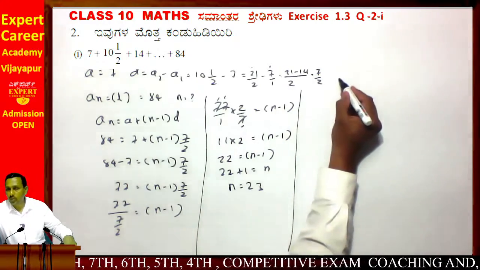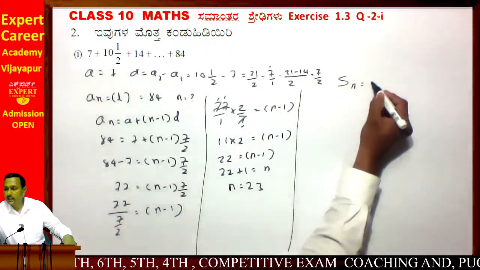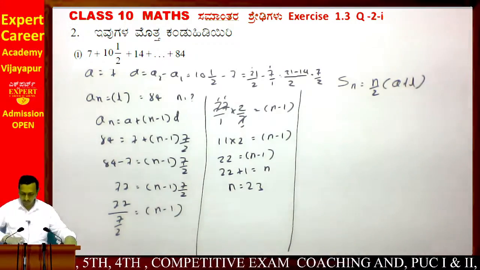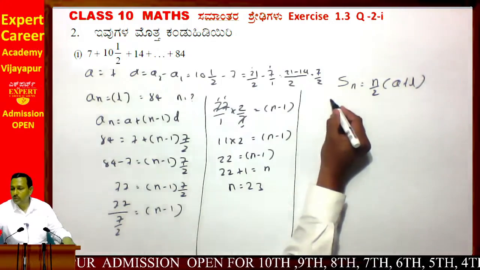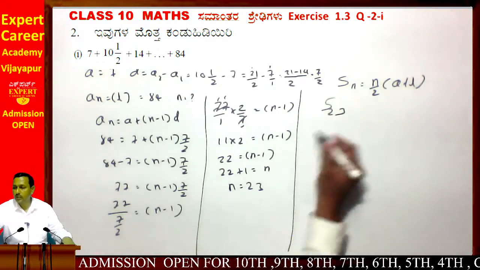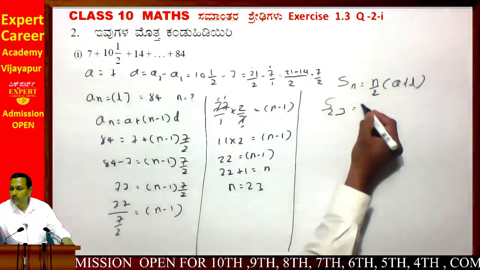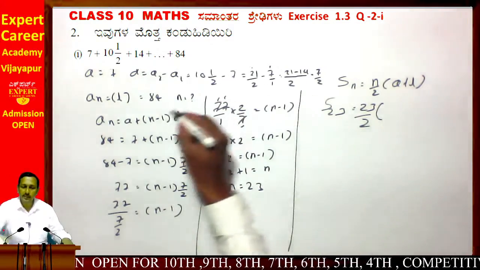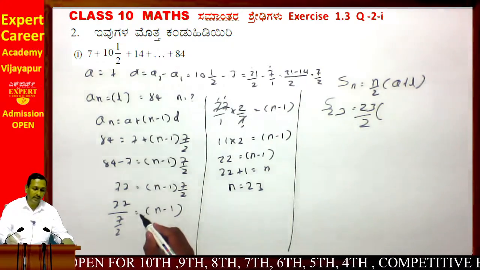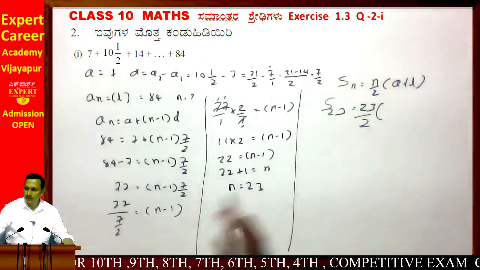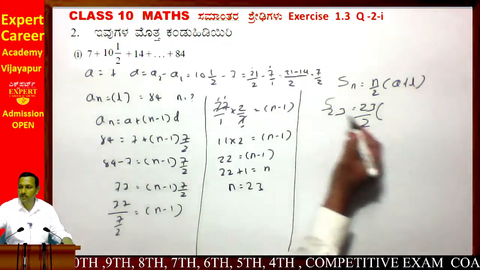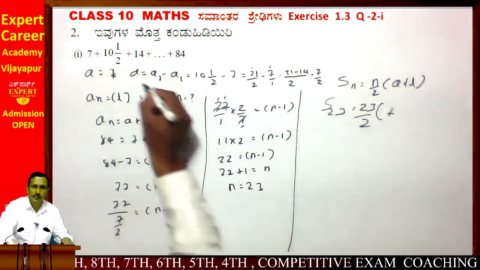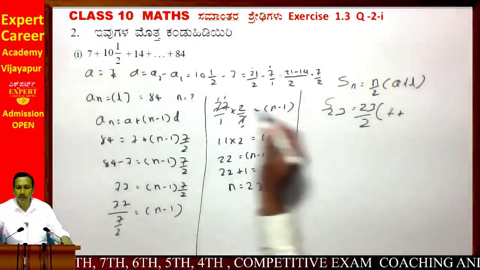Continue. The formula Sn equals n by 2 into a plus l. Here n equals 23, so S23 equals 23 by 2. a is 7 plus l, the last term.